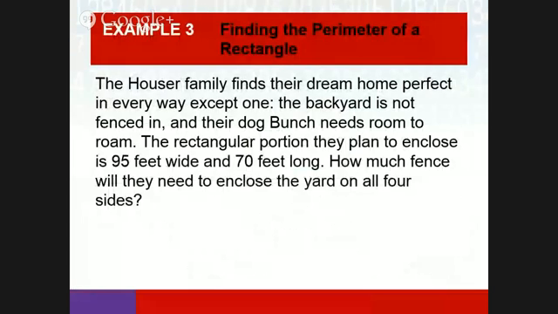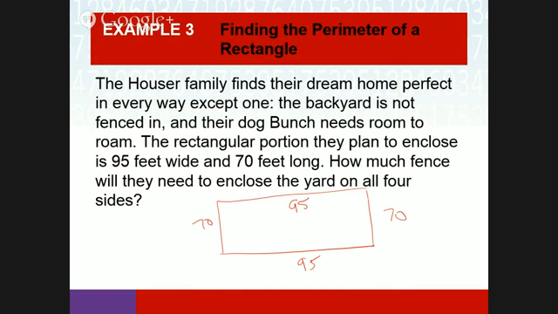So let's look at this example. Finding the perimeter of a rectangle. The Hauser family finds their dream home perfect in every way except one. The backyard is not fenced in. Their dog Lunch needs room to run and roam. The rectangular portion of the plan to enclose is 95 feet wide by 70 feet long. How much fence will they need to enclose the yard on all four sides? Pretty long-winded question for a very basic setup. So we want to know how many feet of fence I need to buy for a 95 feet wide and 70 feet long backyard. If I can draw that picture, what would my perimeter be?